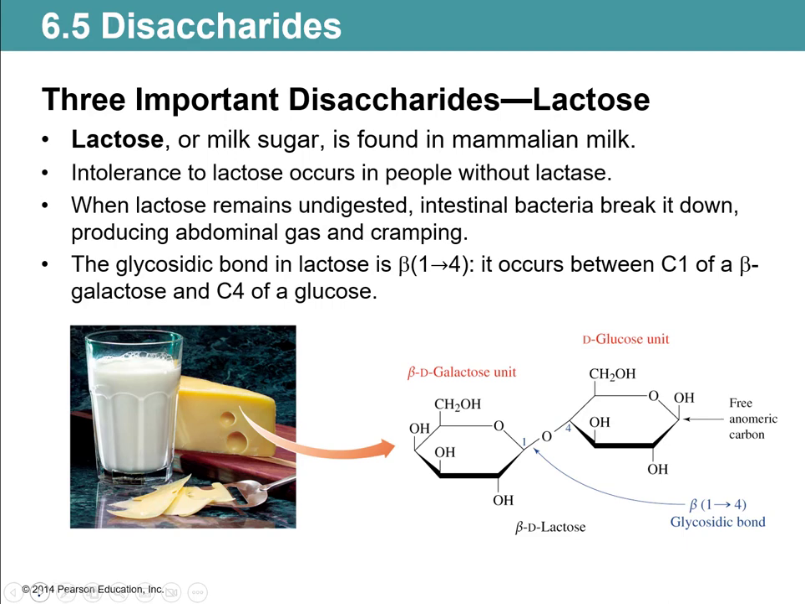Okay, here's the second one. So maltose is like grain sugar. Lactose is found in milk. So they call this milk sugar.